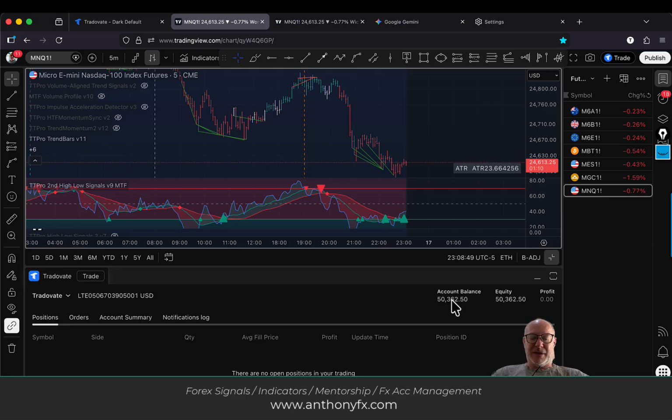Kicked off in the morning at the Asian session, messed around a little bit, and I'm going to suggest that you start with the smallest size possible, which is MNQ, if you're trading, well, I'm trading NASDAQ. Start off with one contract size, MNQ. Okay, so we're looking at the micro NQ here. And a couple of trades I took, okay, I'm up $362.